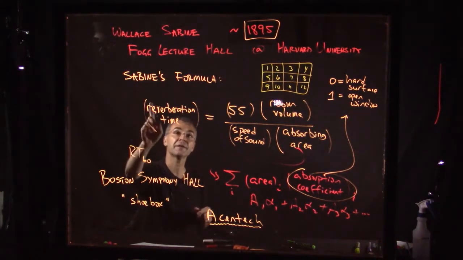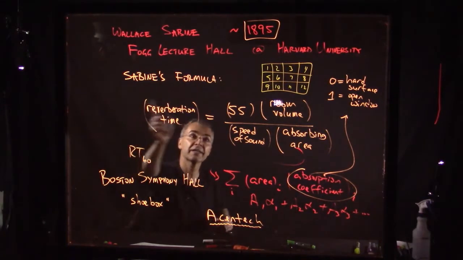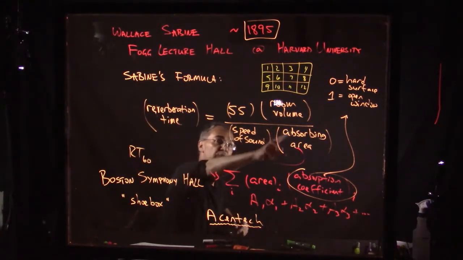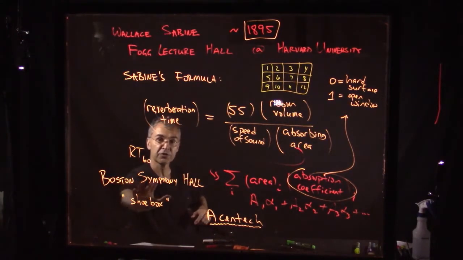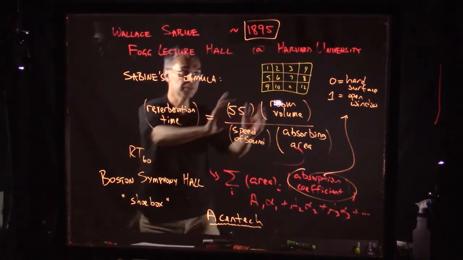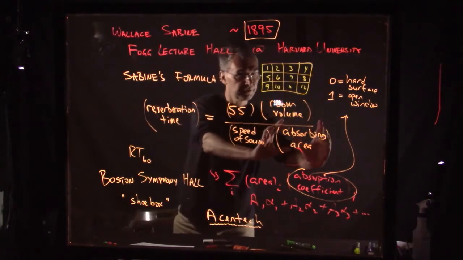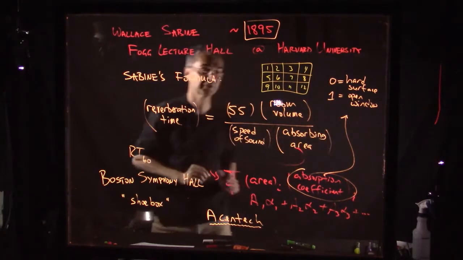So Sabine solved this problem that he was assigned by his department chair. He came up with this formula, which is still useful for quick estimates to this day, although people use computer models for really detailed estimates. And he designed the acoustics for the Boston Symphony Hall. Okay, so now let's listen. What we're going to do in the next clip is we will listen to the same room, but with a sequence of different absorption treatments. So you'll hear that.